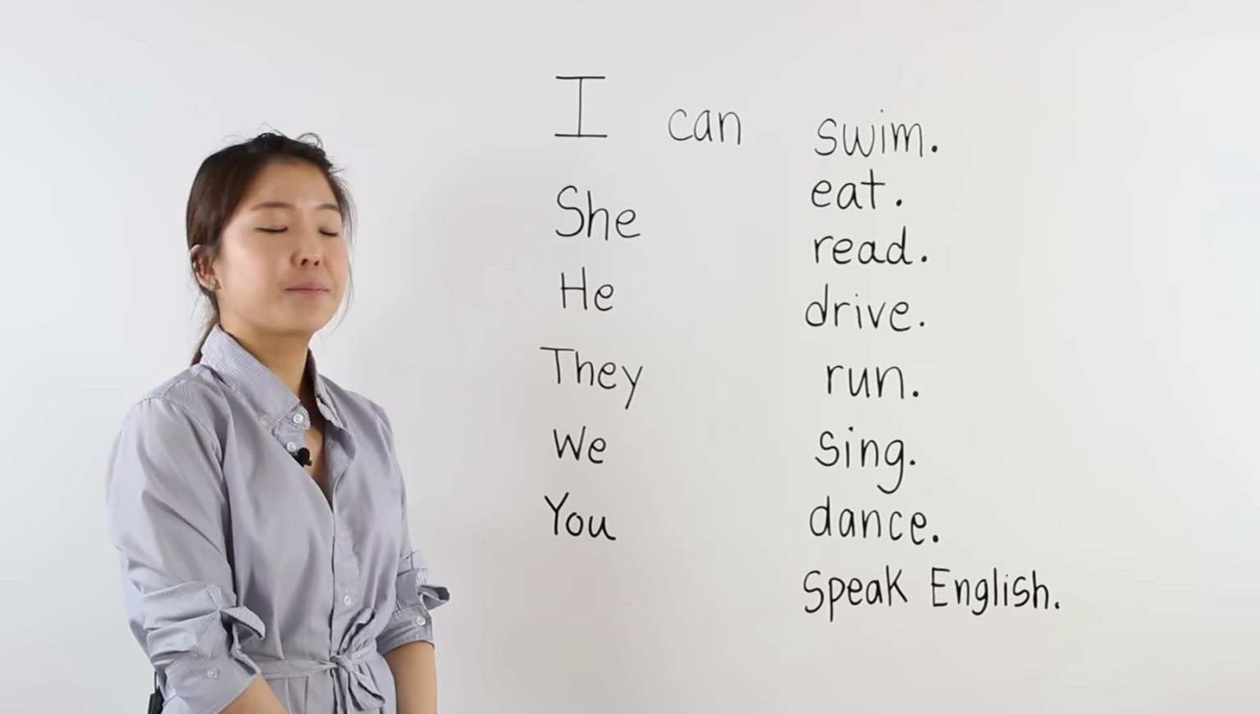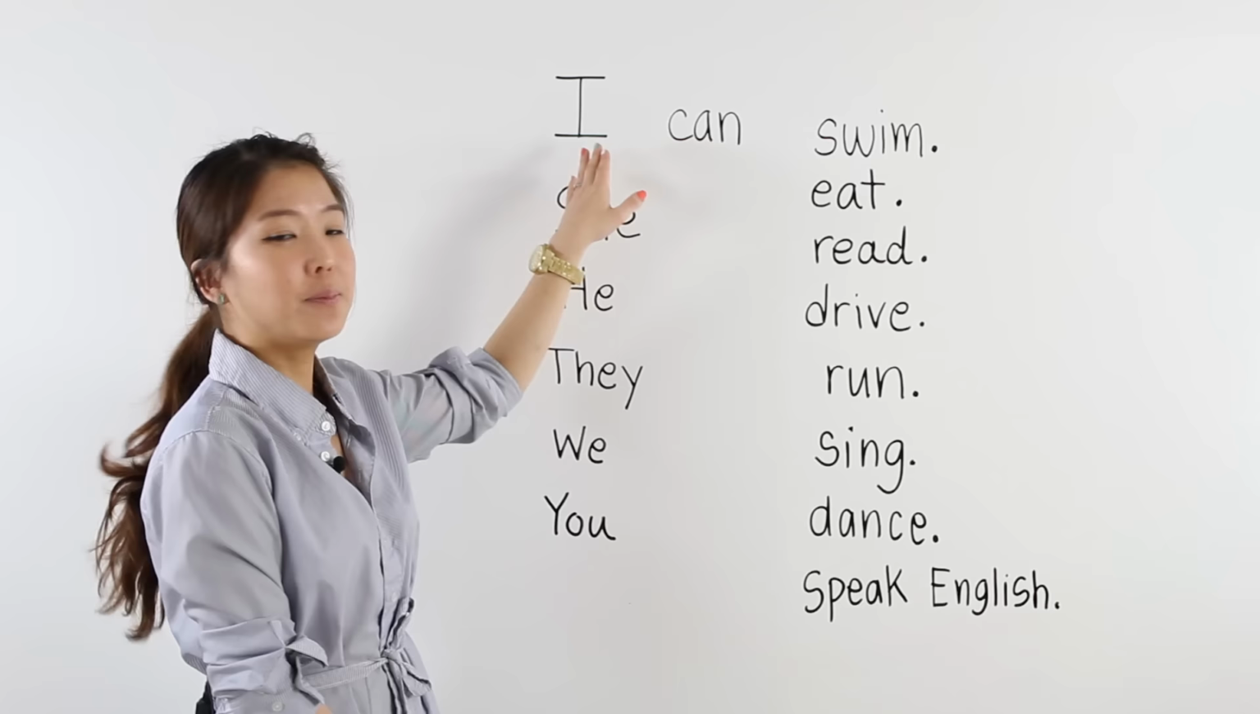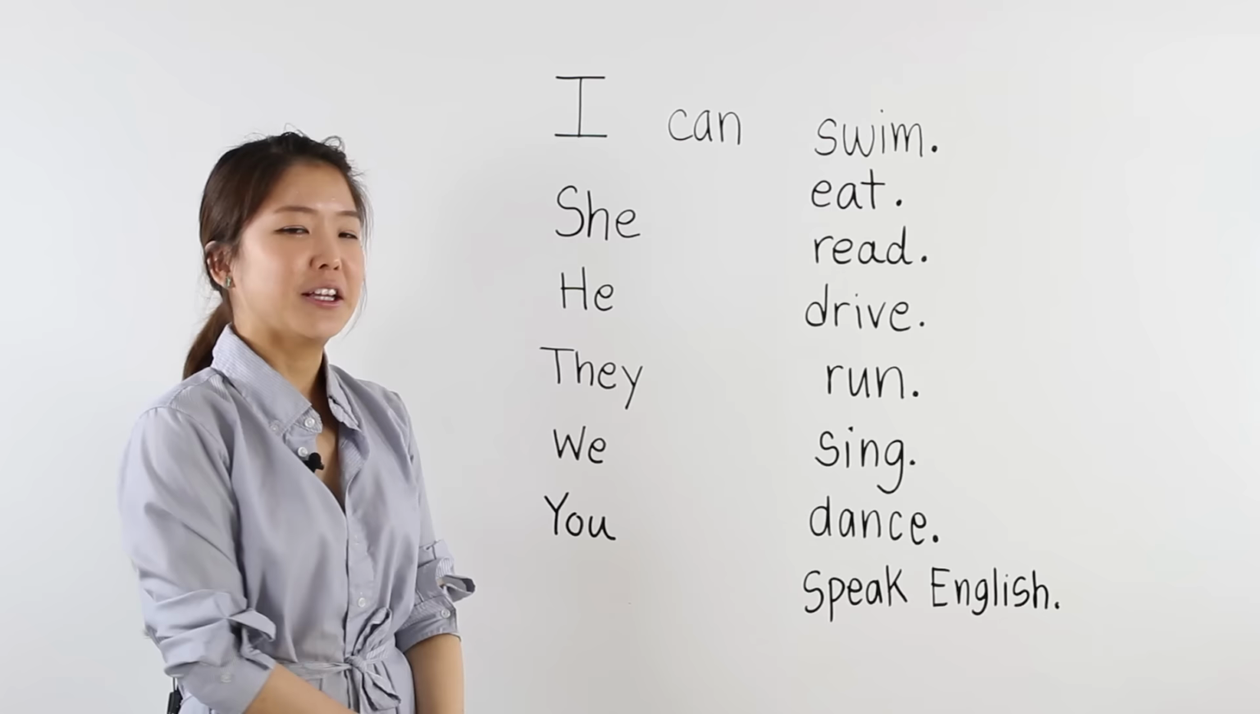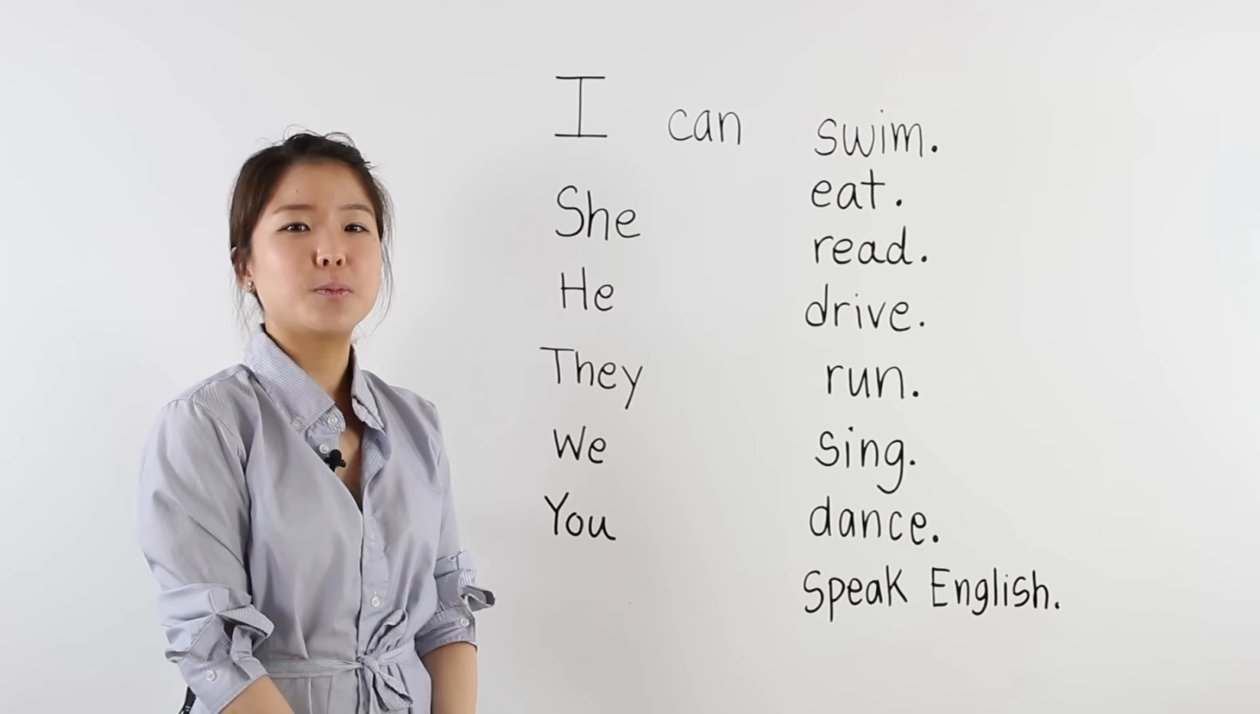Reminding you that can, it's pronounced Ken. Let's go on to the next one, dance. And let's go back up to I. I can dance. And the last one, speak English, right? Let's do that with I as well because I know you want to be able to say this. I can speak English. All right, let's move on to can't.